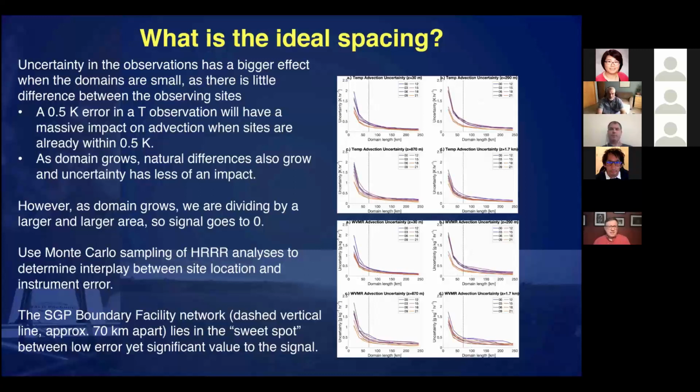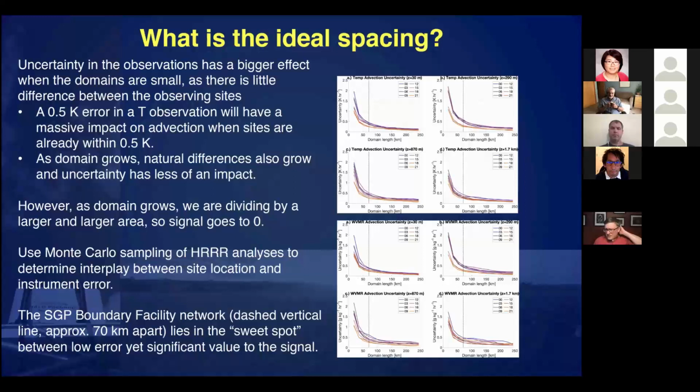And so what we did here is we used Monte Carlo sampling to determine this interplay between site location and instrument error. The top plot shows temperature advection at different heights. The bottom plot shows water vapor advection at different heights. The different lines are different times of the day. And by doing our Monte Carlo sampling of instrument uncertainty, these are what our uncertainties look like as a function of the domain size. And that dashed line that you see at about 70 kilometers is the scale length of the existing ARM network.